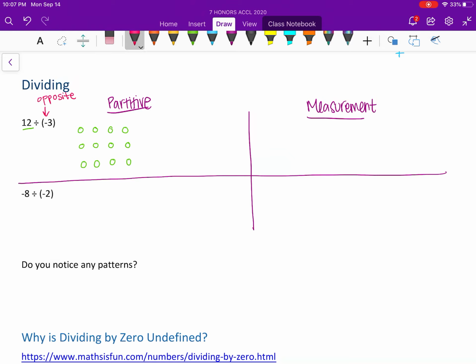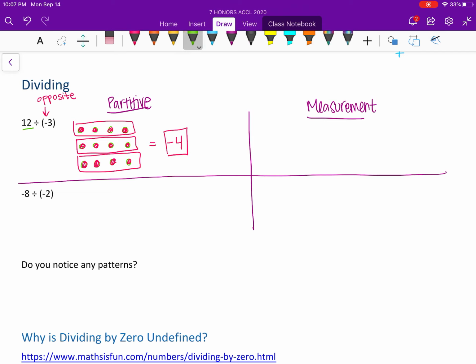Okay, basically we want to split it into three groups. So 1, 2, 3, but we want it to be opposite of what's inside those groups. So instead of there being a positive 4 in each group, we now want it to be negative 4 in each group. So 12 divided by negative 3 is negative 4, because the value in each group is negative 4.